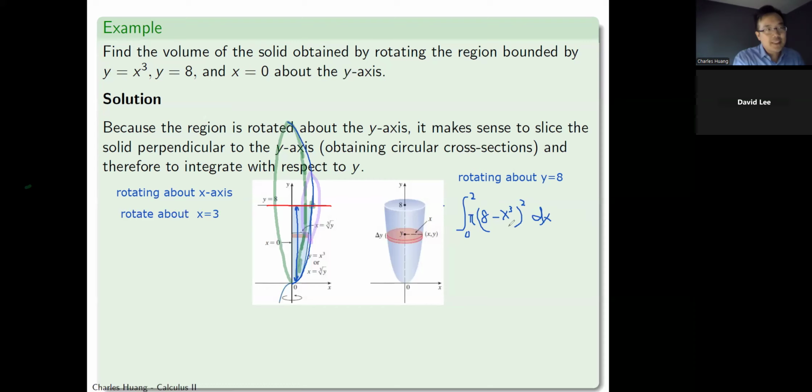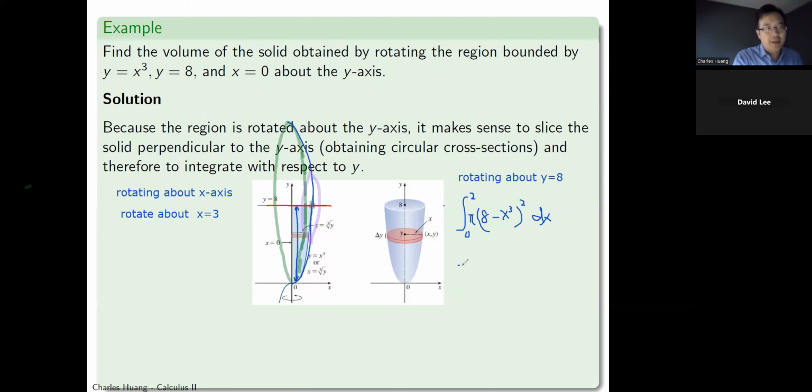Okay, so that would be what it looked like. So you notice a few differences here. Here we have dx because our axis is horizontal, so we had to cut perpendicular to the axis, so we're going to get dx. Horizontal axis, dx. Besides that, when I calculate the radius, it's not just the function, it's the distance between 8 and that function. So it's going to be 8 minus that. Just like when we do the area, we take the bigger function up top minus the smaller function on the bottom. So if I'm rotating about y equal to 8, that would be the setup.